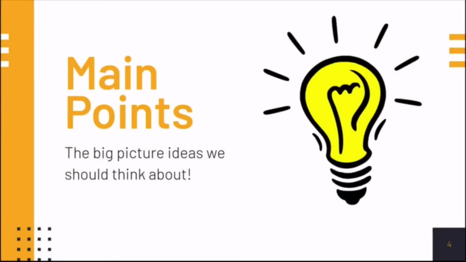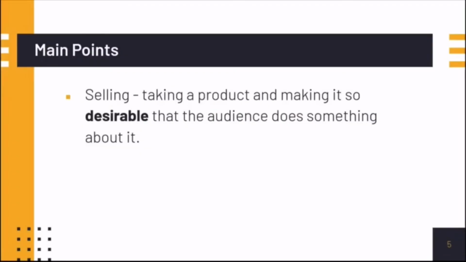So the main points, the big picture ideas of this chapter. Selling is taking a product and making it so desirable that the audience does something about it. So, when you walk into your boss's office and you're trying to pitch them this plan, you're selling him the plan. You want him to give in and say he likes it and take your advice.